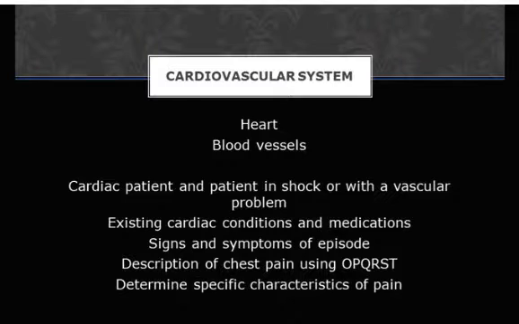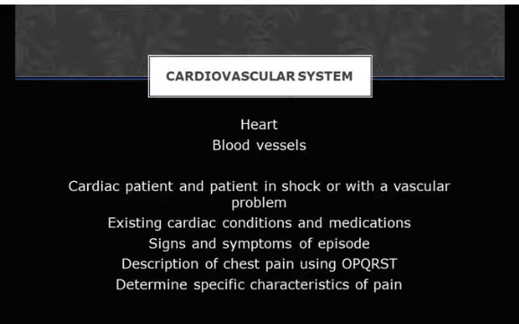So we want to get a description of any chest pain if they're having it using OPQRST. Now, O stands for onset, and I think we're going to talk about this here just a little bit later. P is provocation, anything that makes it worse. Q is quality. This is where we ask them to describe it to us. We do not describe it to them. R is radiation. Does the pain go any place else other than where they have described already?